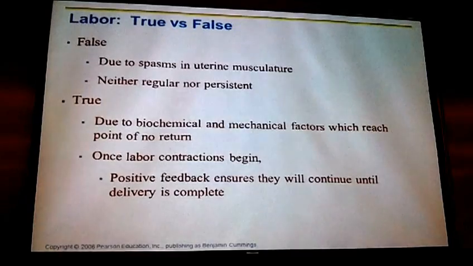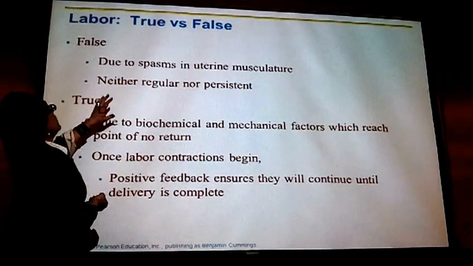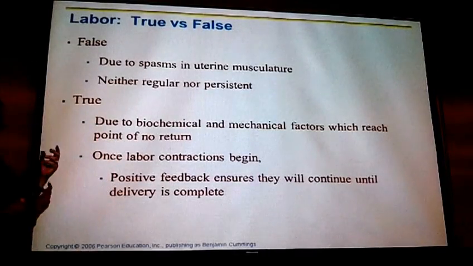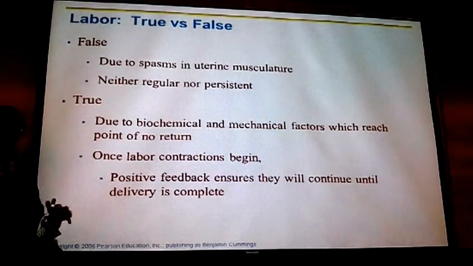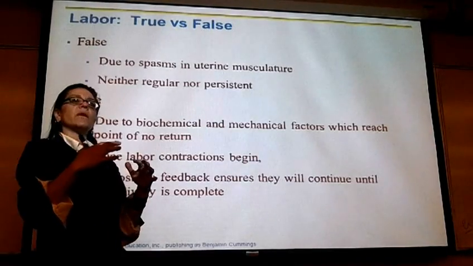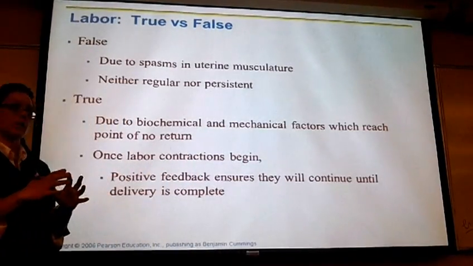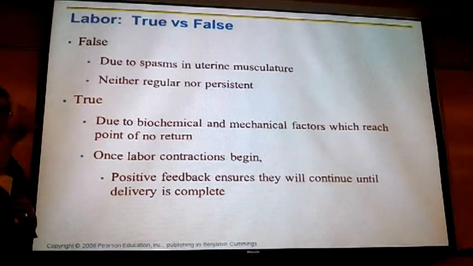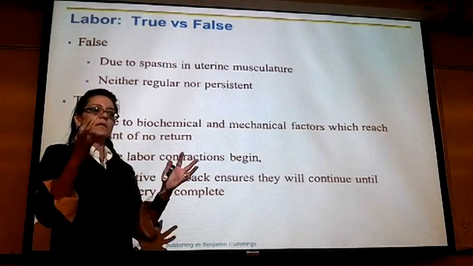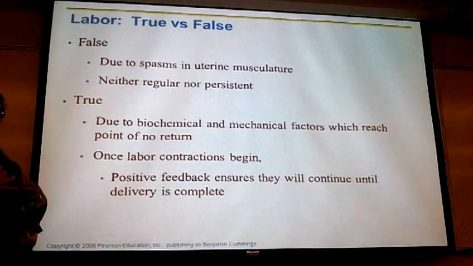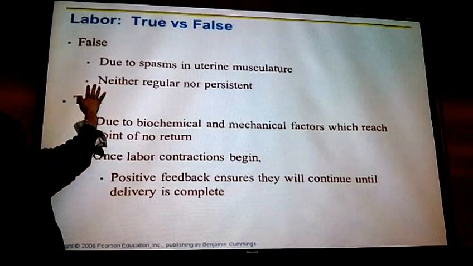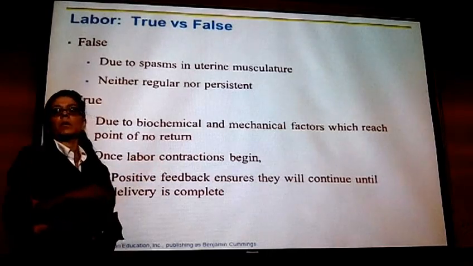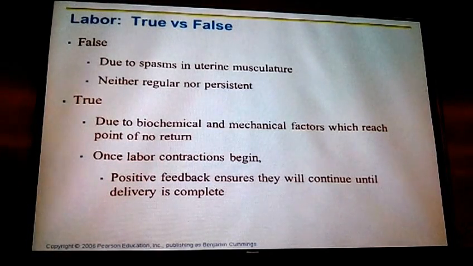Now, what is a true contraction versus a false contraction? False contractions are spasming in the myometrium of the uterus. And again, it's happening because the uterus is stretching. We're starting to inhibit all those inhibitory effects of progesterone. So oxytocin levels rising, estrogen levels rising, prostaglandin levels rising, that's causing these spasms to occur. We can't inhibit that from happening. But false contractions are neither regular nor are they persistent. They will stop, okay? Seems like they won't stop, but they will stop.